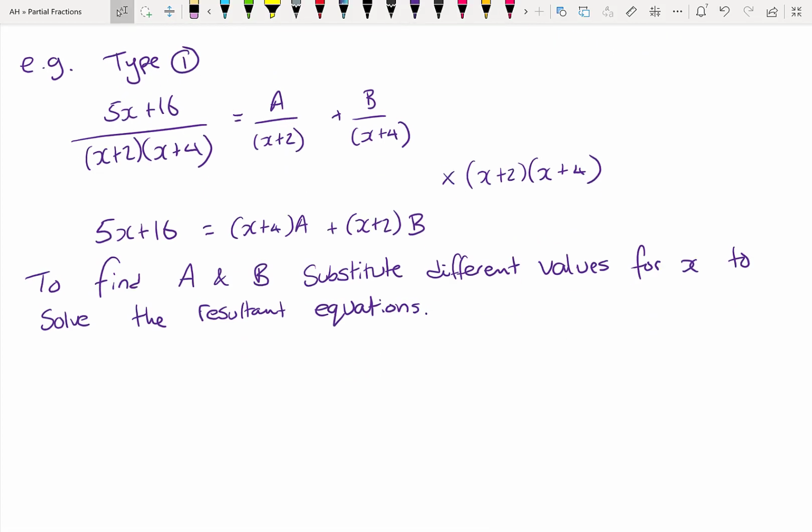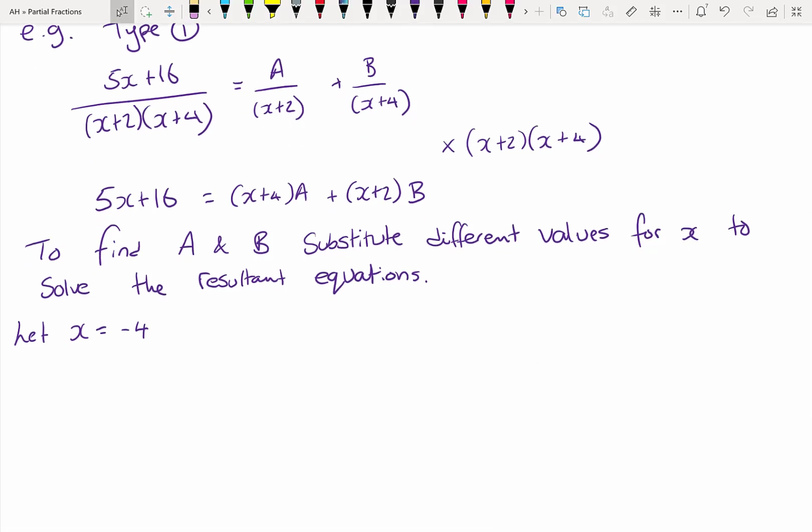Well, we're not just going to pick any numbers for x. For example, let x equal minus 4. And so into every part of this new equation we've got here, we're going to sub x equals minus 4 in. And so I've got 5 lots of minus 4 plus 16 is equal to minus 4 plus 4 lots of A plus minus 4 plus 2 lots of B.